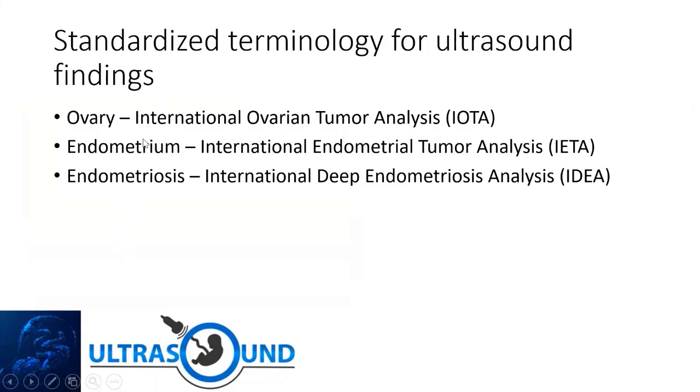Okay, you also have to know about the standardized terminology for ultrasound. For ovary, we are talking about IOTA. For endometrium, we are talking about IETA. And for endometriosis, we have IDEA. So these documents will be available later in the resources area, and the respective speakers will talk you through how to describe the appearance and how you are going to document, what are the things that you need to look for when you look for abnormal ovaries, or abnormal endometriums, or endometriosis.